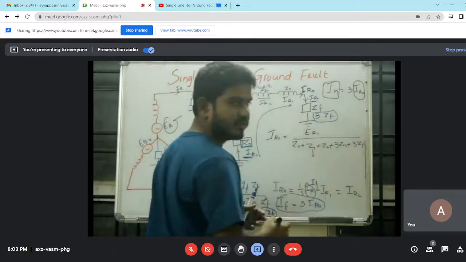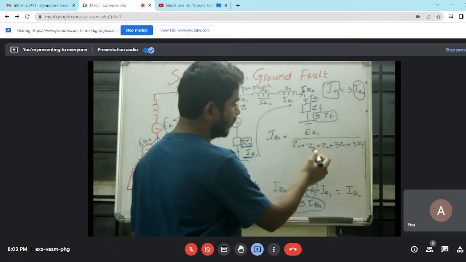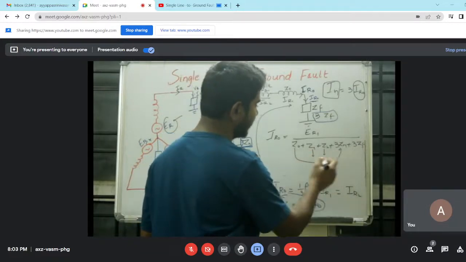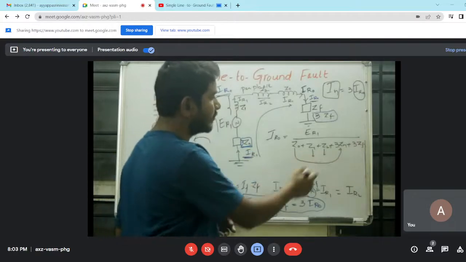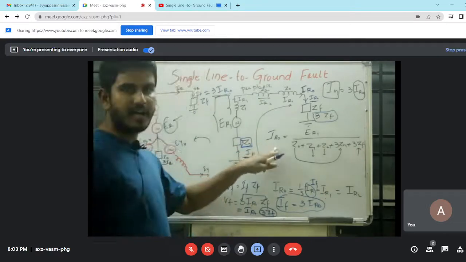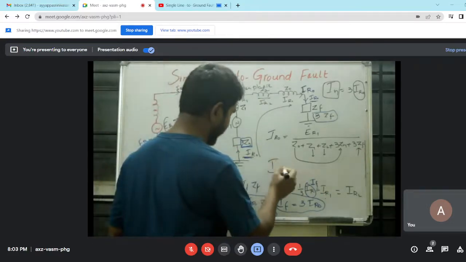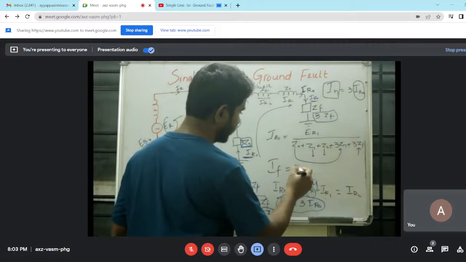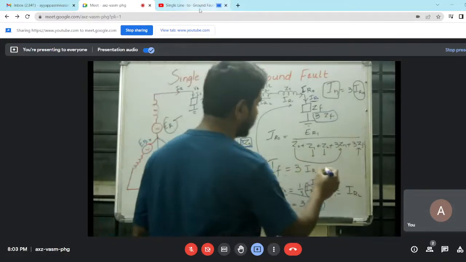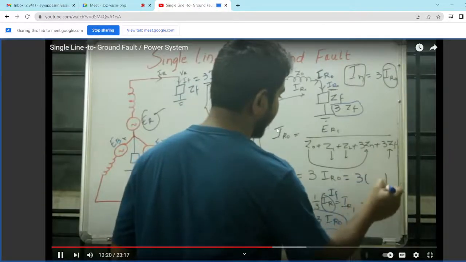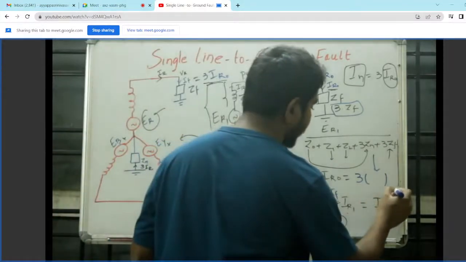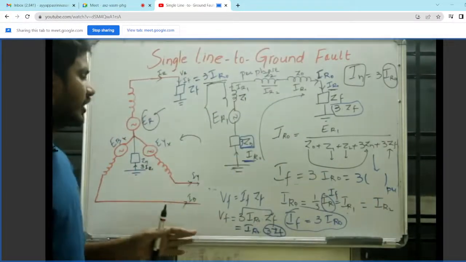So this is the sequence impedance for positive phase sequence, this is for negative phase sequence, Z0 plus 3Zn is the zero sequence impedance, and this is your fault impedance. So this is your IR0. Now we know that IF is simply given by 3 times IR0. So you just multiply 3 times this term here, and you get the fault current, and please remember this is in per unit.